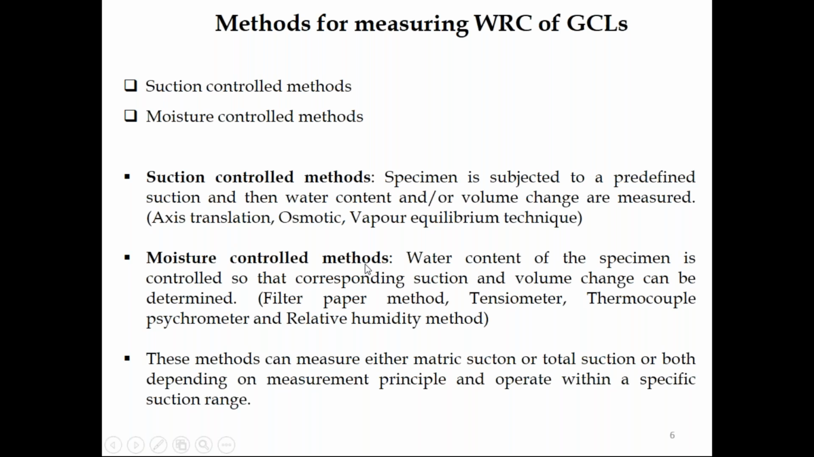While in moisture controlled methods, the water content of the specimen is fixed, and then we measure the suction and volume change of the specimen. The filter paper method, tensiometer, thermocouple psychrometer, and relative humidity method fall in the category of moisture controlled methods. These two classes of methods measure either matric suction or total suction, or both, depending upon the method used. And these methods give a specific range of suction.